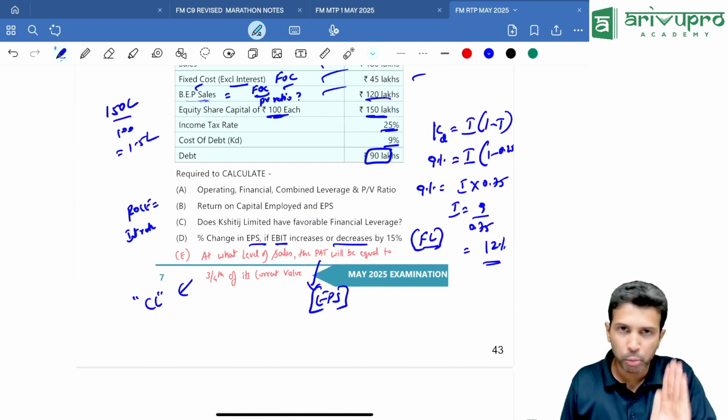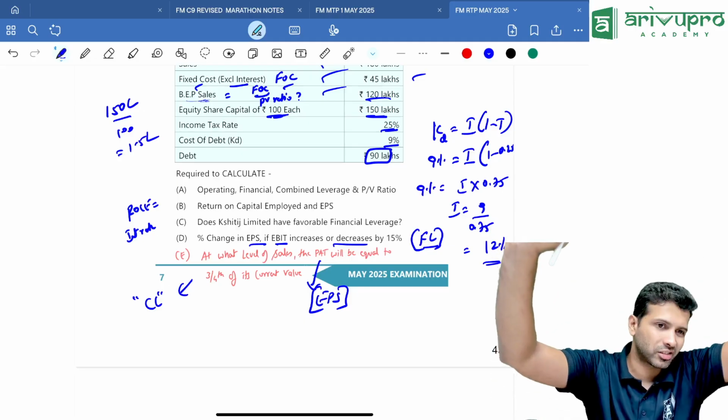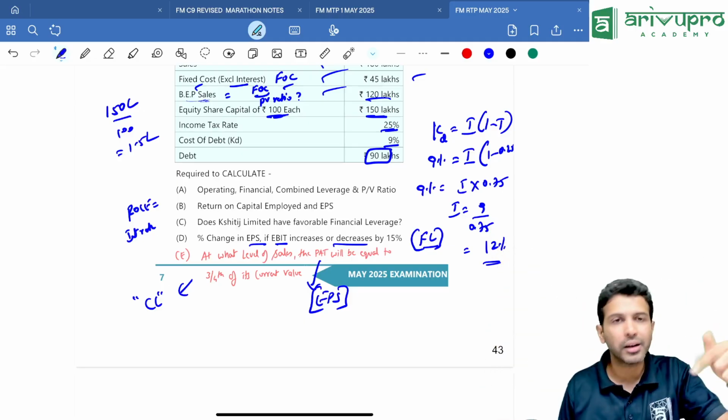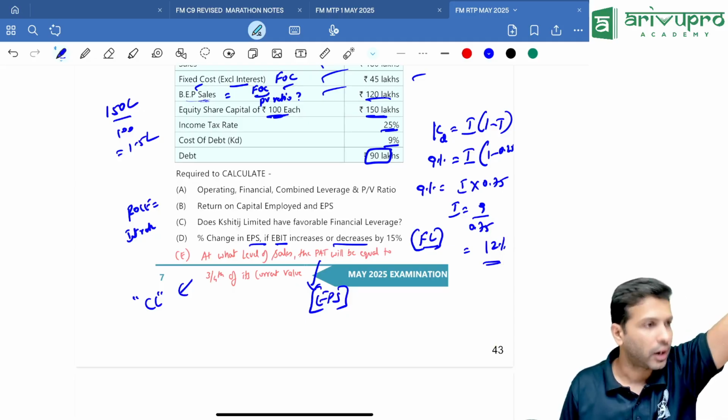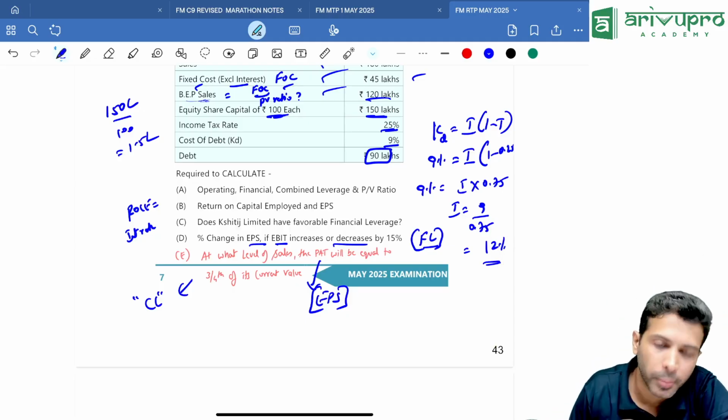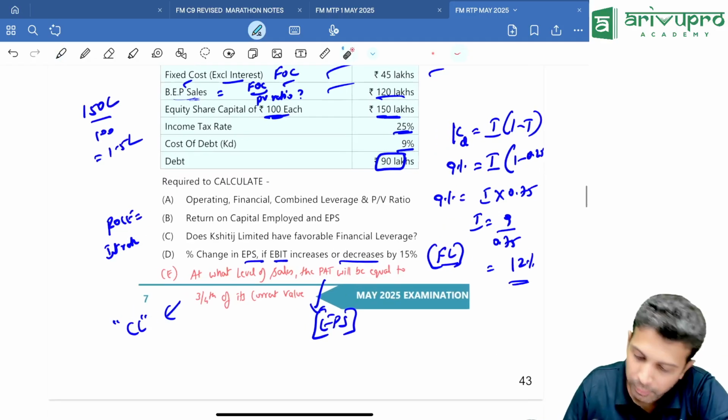Will it move in the opposite direction or the same direction? Same direction. But will it move at the same pace or a higher pace? Higher pace. That's all. Last requirement, can we do? What is the last requirement? Check. Read one by one, you'll get it.